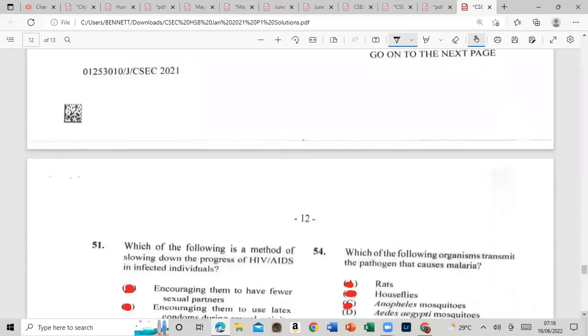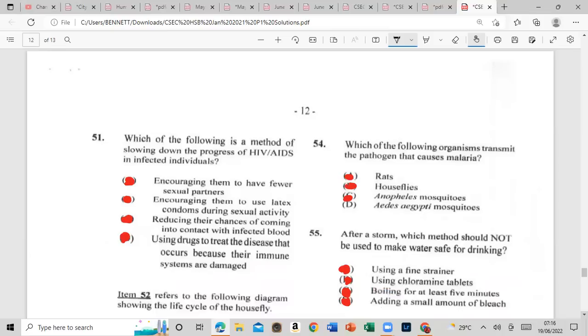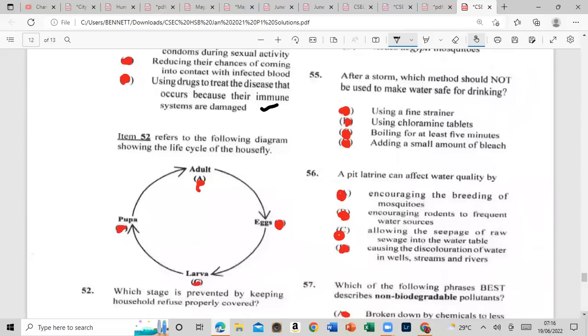Alright, so let's move on to 51. Which of the following methods of slowing down the progress of HIV/AIDS in infected individuals? A. Encouraging them to have fewer sexual partners. B. Encourage them to use a latex condom during sexual activity. C. Reducing their chances of coming into contact with infected blood. D. Using drugs to treat disease that occurs because their immune systems are damaged, and that is most likely the answer.